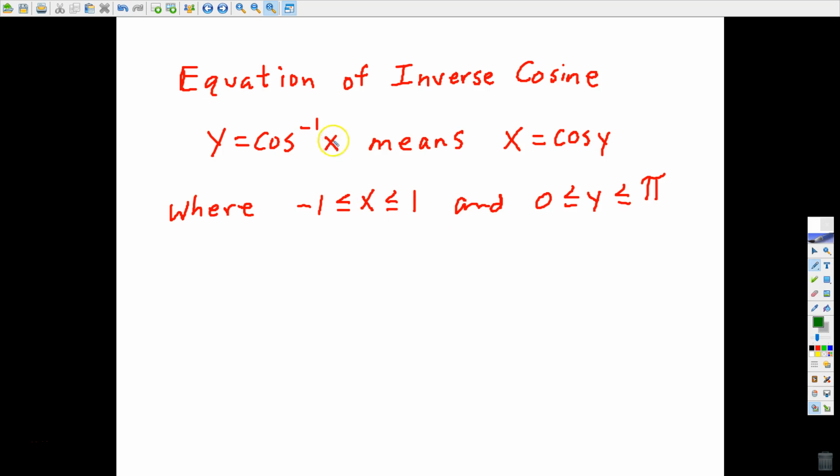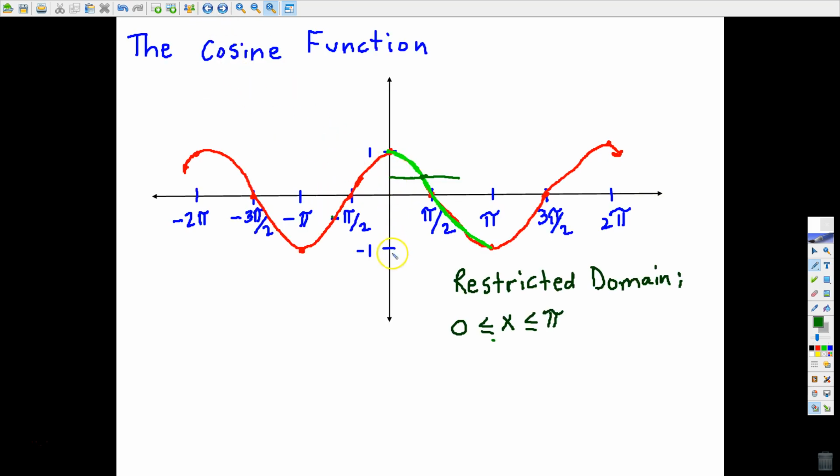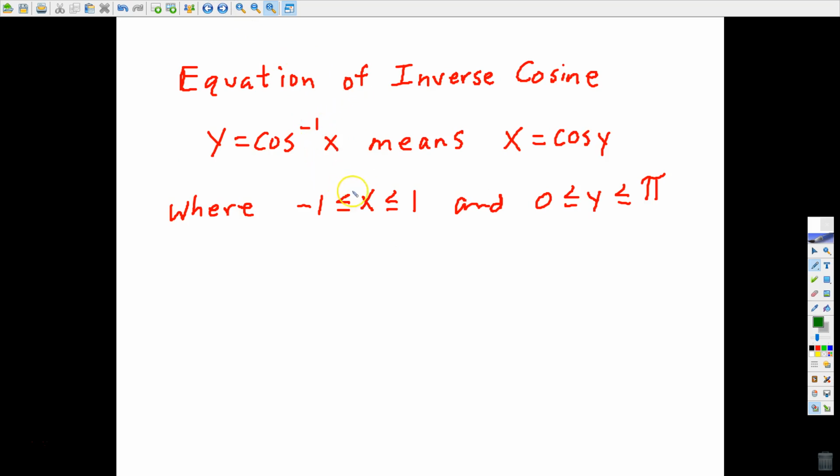The input for cosine isn't any different. Notice how the range is still the same. The range for sine was between -1 and +1. That's still true for cosine. So that means that's going to be the domain for inverse cosine.